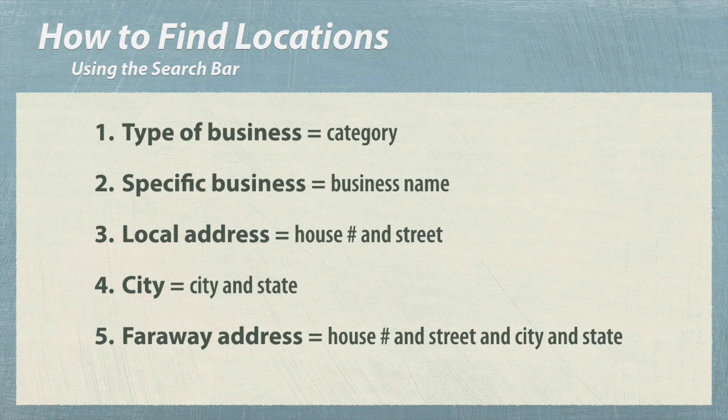To summarize, most search bar searches will fall into one of these 5 groups. For business types, we enter a category. A specific business requires us to enter the business name. For addresses, enter the house number followed by the street. Enter the city name and state to find a city. If an address is not regional, you must enter the city and state in addition to the house number and street.